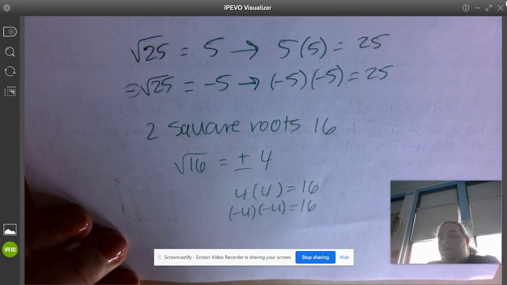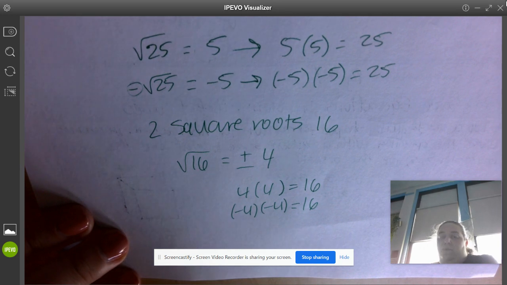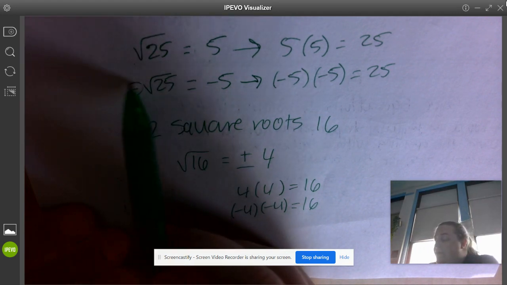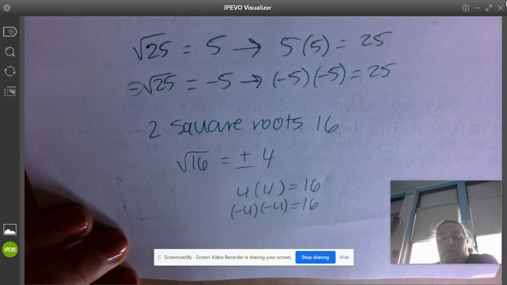So far we've really only focused on the positive because, once again, when we're talking word problems, 98% of the time you're going to use the positive answer. However, they do have two. Okay. And typically, as I was starting to say, they'll put the negative sign in front of the square root if that's what they want for an answer. Okay.